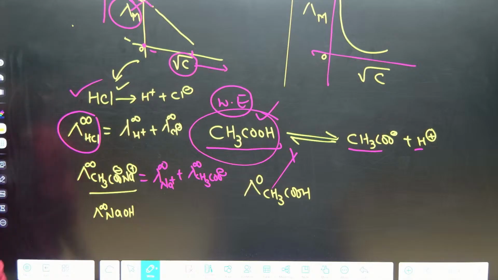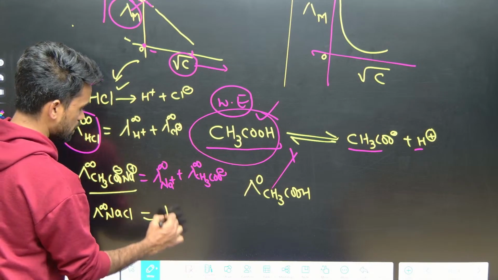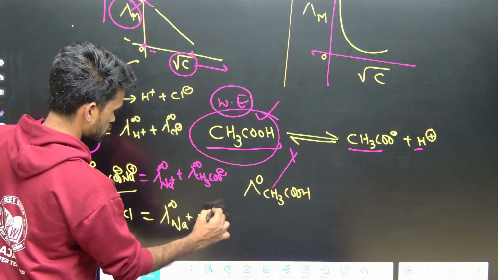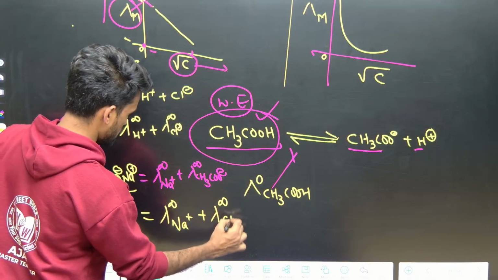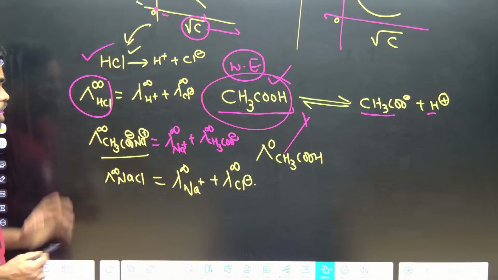Okay, or NaOH, not NaOH, you can take NaCl. Okay, so that you will get limiting molar conductance of Na plus ion plus Cl minus ion, that's it. So these all which I have written here are strong electrolytes.